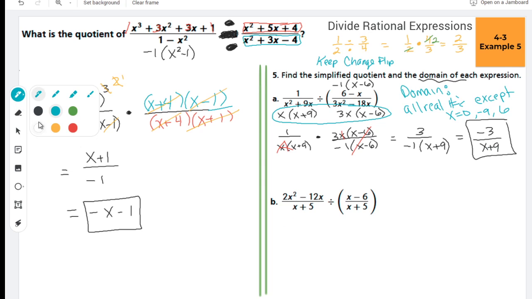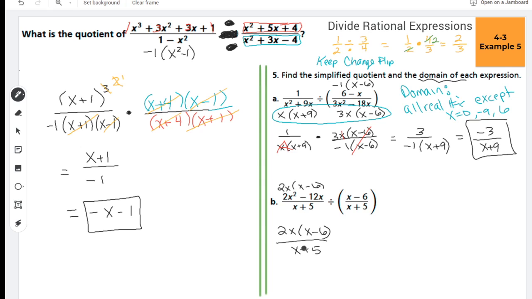All right, let's try part B. So again, I'm going to start by factoring. There's just one thing to factor here, which is this numerator. So I'm going to factor out the GCF, which is 2x. And so now I'm going to do my keep change flip. So this first fraction stays exactly as it is. I change from division to multiplication, and then I flip this fraction upside down.